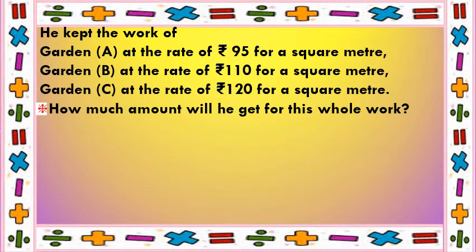Now Karunya, the contractor, has levied different charges for different gardens. He has kept the work of garden A at the rate of rupees 95 for a square meter, garden B at the rate of rupees 110 for 1 square meter and garden C at the rate of rupees 120 for 1 square meter. Now children, we have to find how much amount he will get from the work of all these 3 gardens.